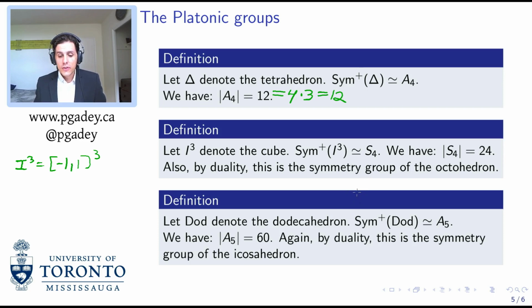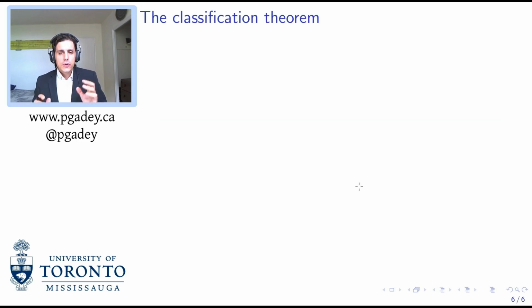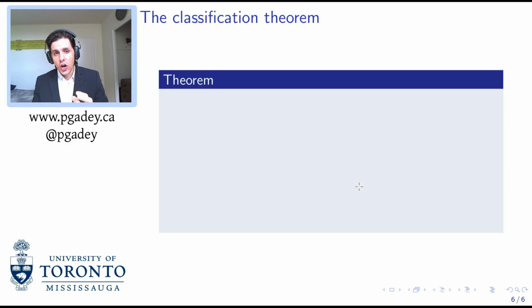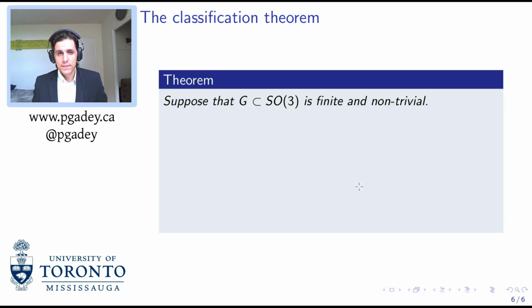Excellent. So now we've got all the groups that we need to state the major classification theorem. So suppose that we've got a finite, non-trivial subgroup of SO3. Right? So by finite, we mean it has finitely many elements, and by non-trivial, we mean that it's not just the identity element. So the structure theorem tells us the following, that G has to be isomorphic to one of the following groups.